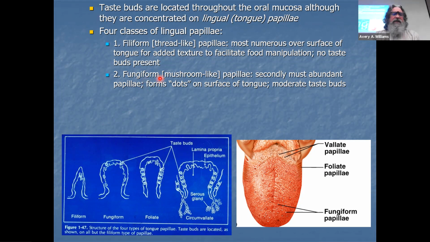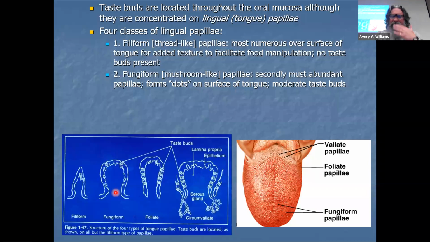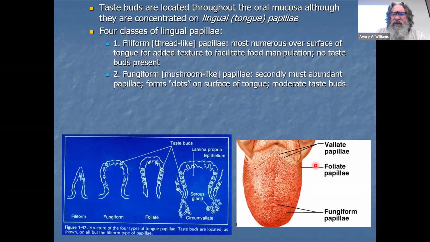Something that is fungiform is mushroom shaped. I guess this is kind of like a longitudinal section through a mushroom. It's rounded at the top and narrows into a stalk-like shape at the bottom. These are the second most abundant papillae, and they have a moderate number of taste buds. These are the ones that form the little visible dots you can see over the surface of your tongue.